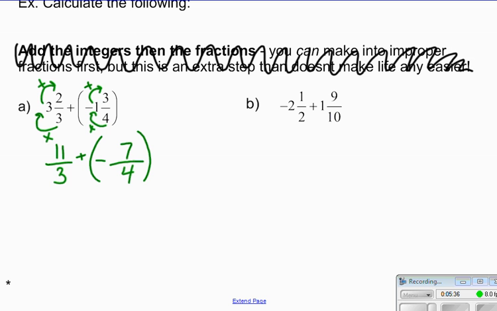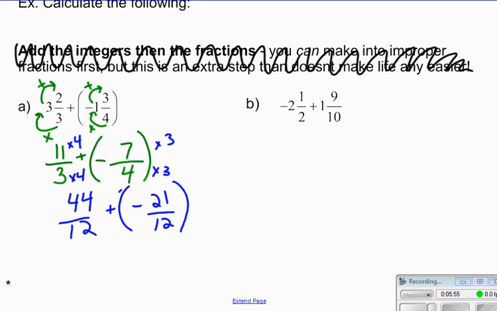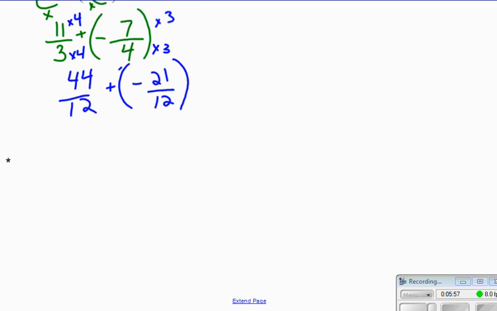So now we have two fractions that are improper, but still no common denominator. So we're going to quickly make a common denominator by multiplying each fraction by the opposite denominator. So we get 44 over 12 plus -21 over 12. Okay, so 44 and -21, the positive is the larger number, so we're going to have a positive answer. And the difference between 44 and 21 is 23. So we get 23 over 12.